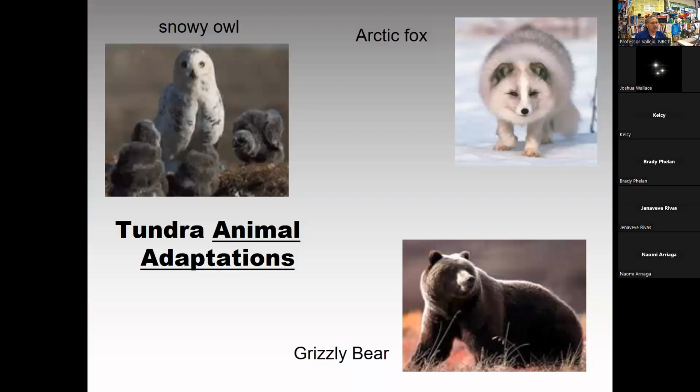There's some examples of animal life in the tundra. And typically we do have larger animals as we move toward the poles. And as you can see with that grizzly bear down there, I've never seen one of those over 1,000 pounds on a bear. Very crazy.